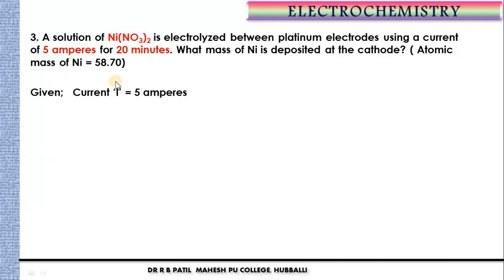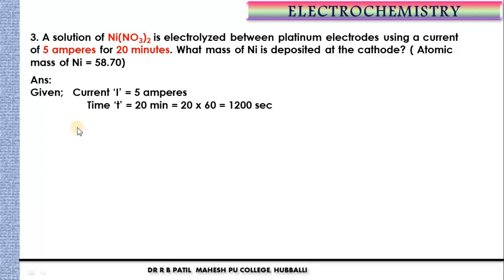They have given current in amperes, students. I is equal to 5 amperes, and time in minutes. Students, remember in electrochemistry, whenever they give time in hours or minutes, we have to convert that into seconds only. So 20 minutes means 20 into 60, that is 1200 seconds. Okay, these two things we have. What they asked us to calculate is the mass or amount of nickel deposited.